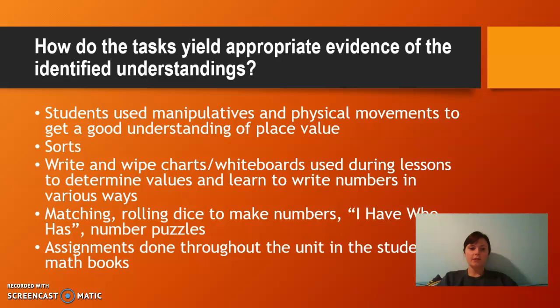We also did sorts. So we would have a number, or they would roll a dice to make a number, and then they would have to sort out the standard form, the expanded form, the word form, and the base 10 form. We used write and wipe charts and personal whiteboards during lessons to write out the values in our place value charts. And then students also played games, matching, rolling dice, I have, who has, and number puzzles to deepen their understandings and get more practice. And then finally, they had some assignments throughout the unit to do in their own math books.